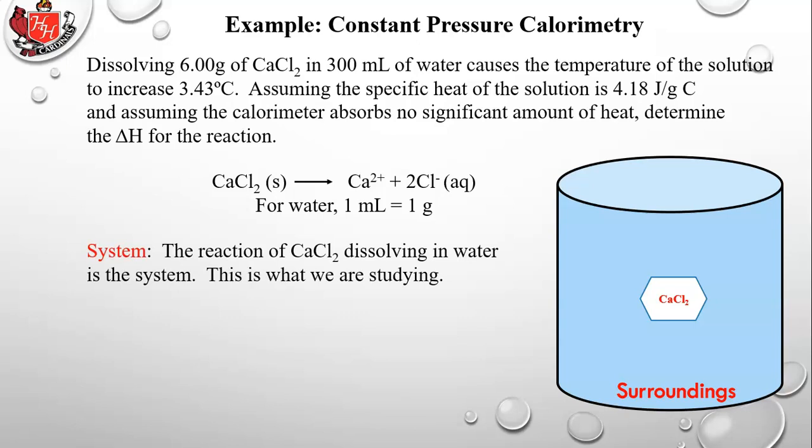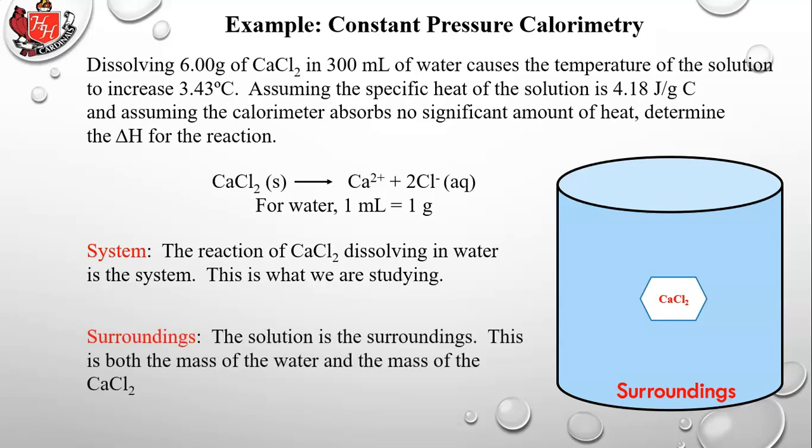Okay, so system. The reaction of the calcium chloride dissolving in water is the system. This is what we're studying. It's not the calcium chloride itself. It's the bonds that are holding it together that are releasing energy as the calcium chloride dissolves in water. That's the system. The surroundings, the solution is the surroundings. This is both the mass of the water and the mass of the calcium chloride.